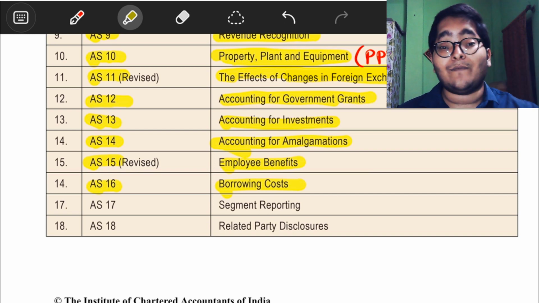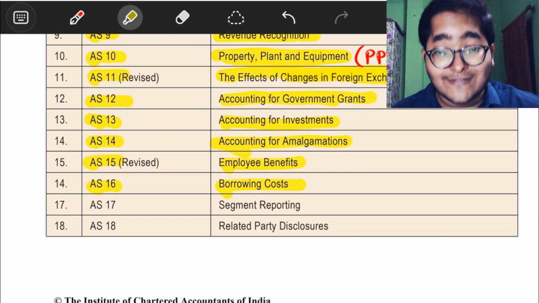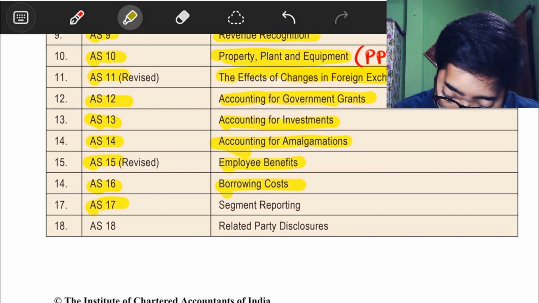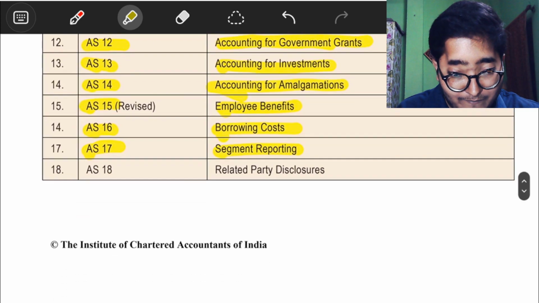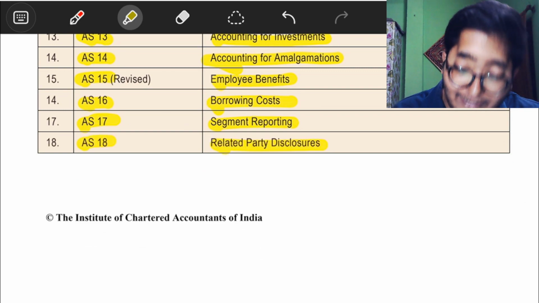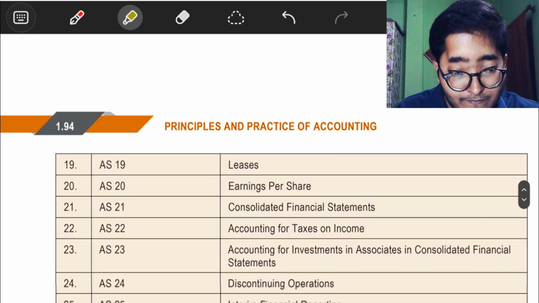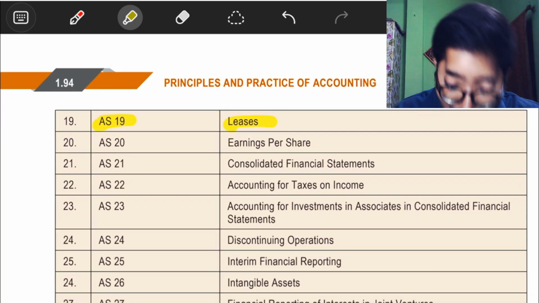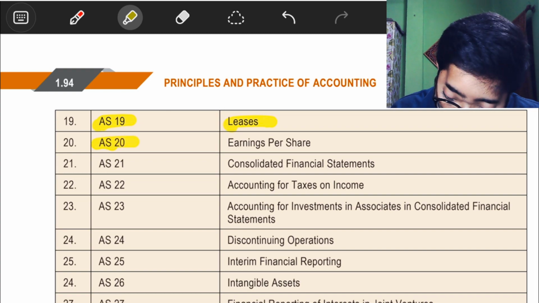AS16 describes the method for accounting for loans and borrowings done by a business enterprise. AS17, segment reporting. AS18, related party disclosures. AS19, leases. AS20, earnings per share.